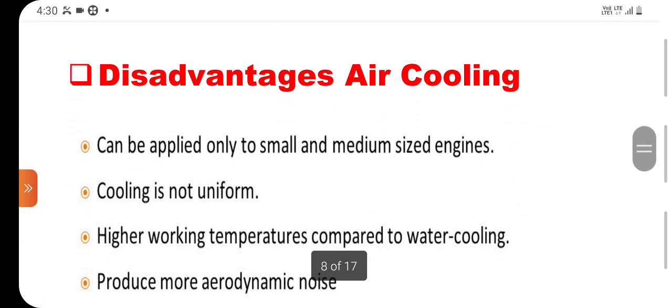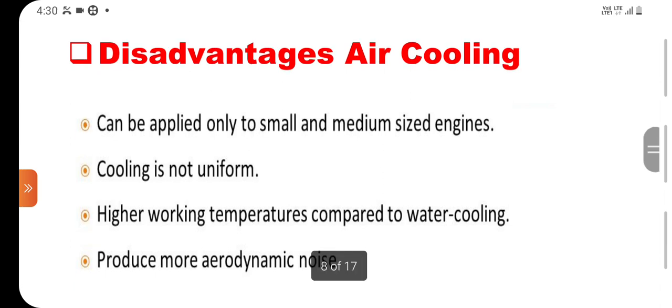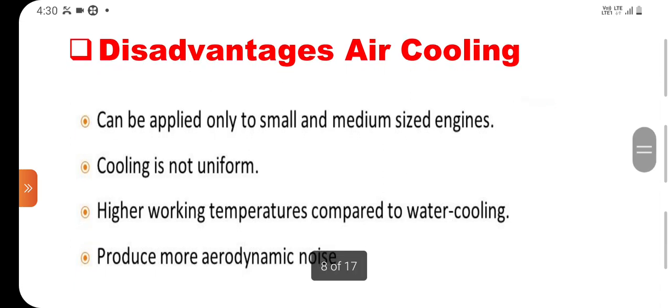But there are some disadvantages of air cooling systems. It can be applied only to small or medium size engines. Cooling is not uniform. The cooling depends upon air velocity and the cross-sectional area of the fins. That's why the cooling is not uniform.